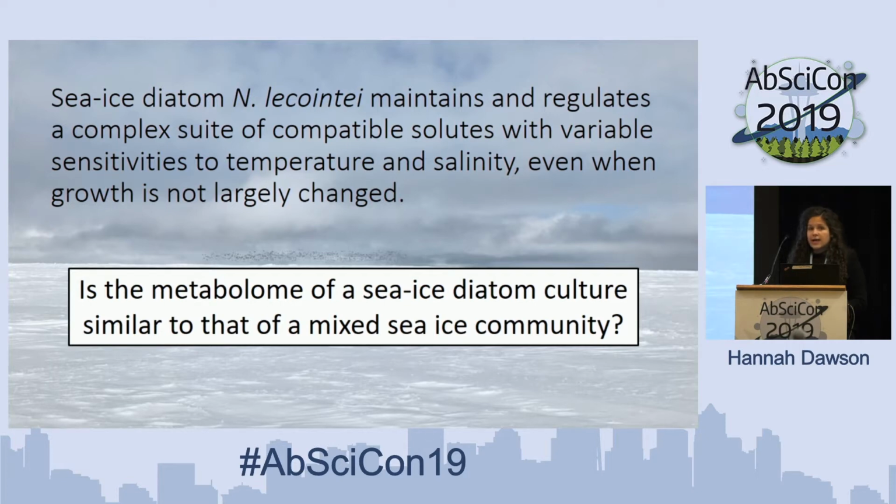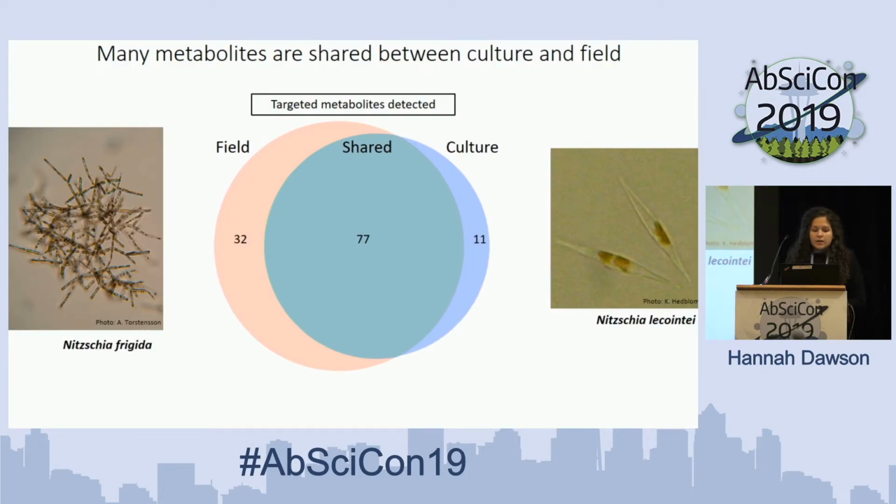But the next thing we wanted to look at is if the metabolome of this sea ice diatom culture was similar to that of a mixed sea ice community and what's actually going on in the environment. So here I'm just showing you the overall number of detected targeted metabolites from that smaller list I mentioned earlier. And this is for the field samples, which were a mixed community but dominated by a Nitzschia genera as well, Nitzschia frigida, and comparing that to our Nitzschia lecointei culture. And we can see that the majority of metabolites in this targeted pool were shared, but there were unique compounds found in both sample types, with more unique compounds found in the field.